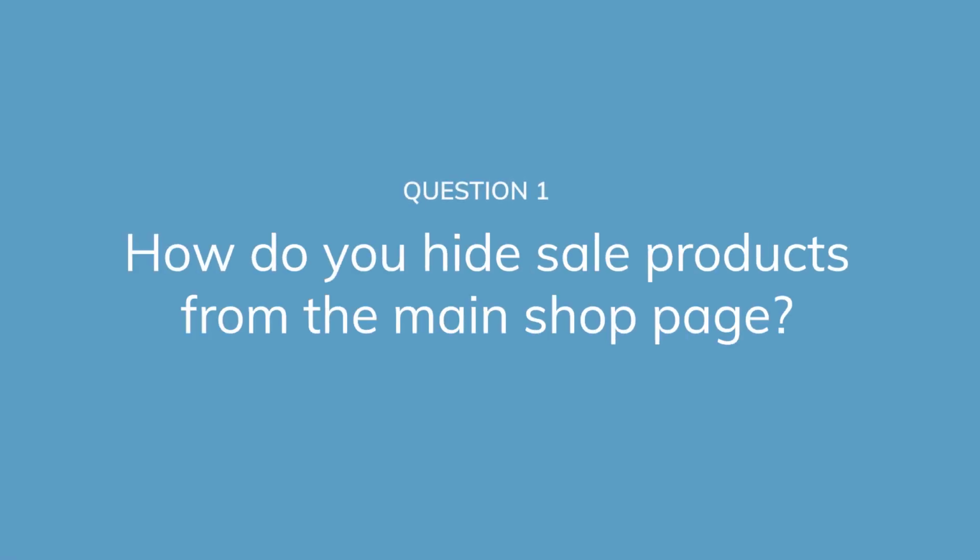How do you hide sale products from the main shop page? This is a good question. There are several reasons why you might want to hide products from your WooCommerce shop. Maybe you don't have a lot of products in stock at the moment. Or maybe you're running a special for specific users and you don't want the general public to see those products that are on sale. Whatever the reason, this is something that I feel like every shop owner will want to probably do at some point, so it's a good thing to know.